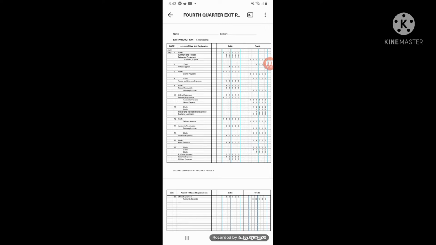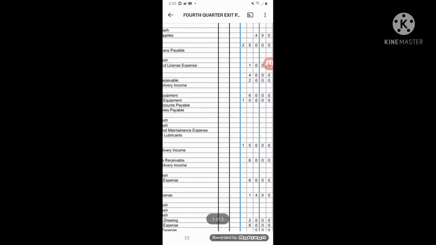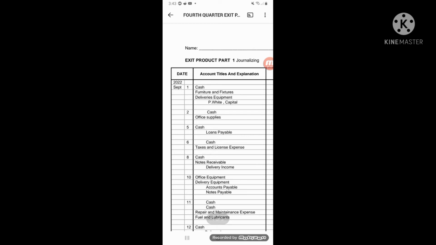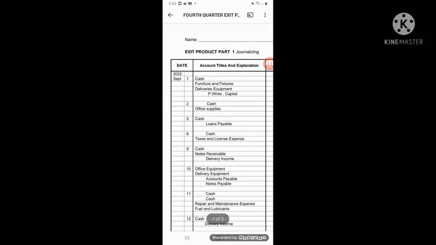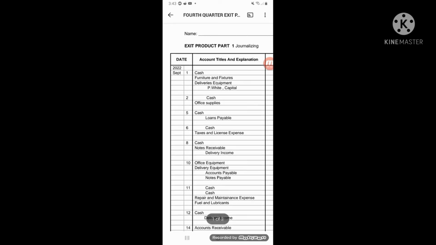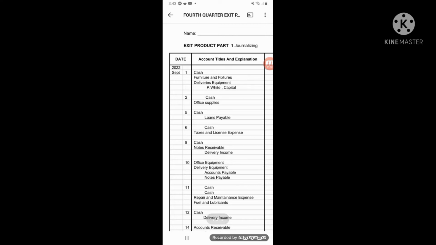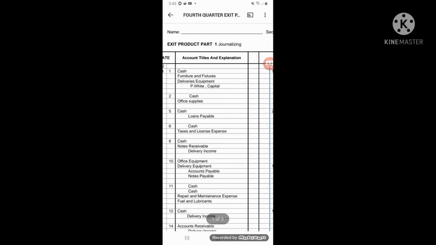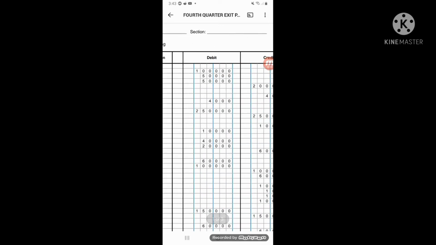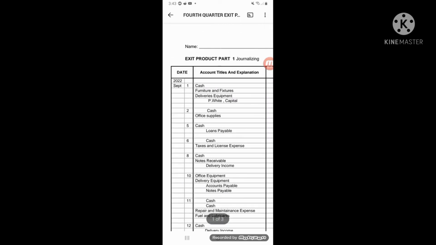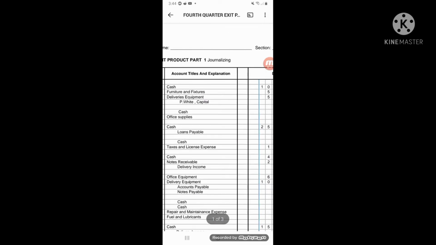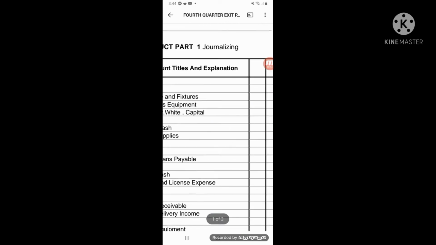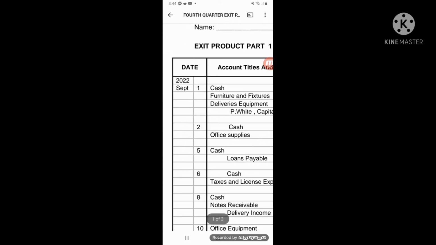Steps in journalizing. First, label the column headings. Second, write the date of the entry. Third, enter the debit account title at the extreme left and write the debit amount in the debit column on the same line as the debit account title. So cash is debit, so here, on the same line.